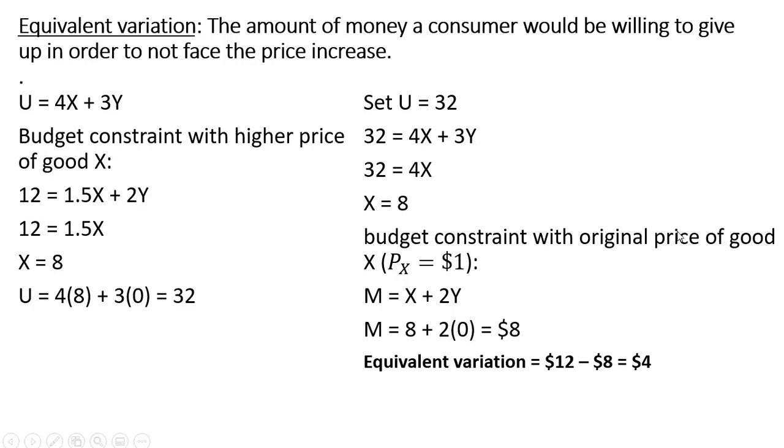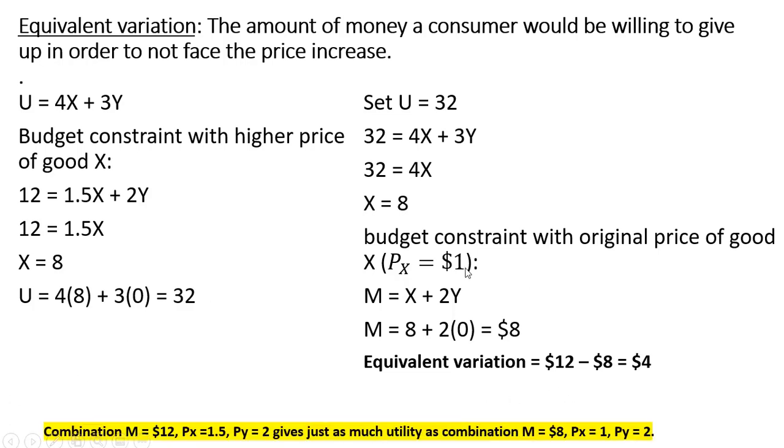So now we're going to look at the budget constraint with the original price. That is, the price of good X equals 1. It's going to look like this. And plugging in 8 for X, 0 for Y, M equals $8. So the equivalent variation here is $4. So the combination of having $12 of income and the price of good X of $1.50 gives just as much utility as having a combination of only $8 of income and the price of good X at $1.